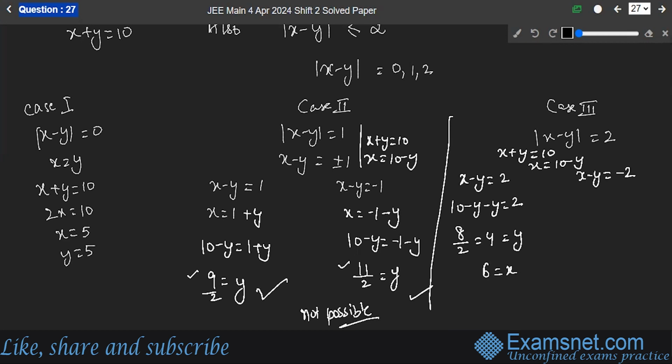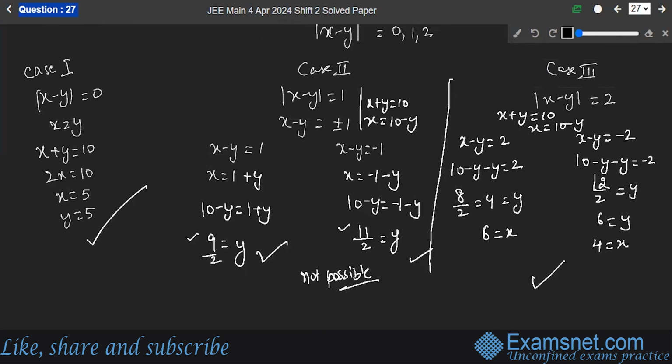And here you have 10 minus Y is equal to minus 2. 12 upon 2 is equal to Y. So Y will be equal to 6. If Y is equal to 6, then you will have X is equal to 4. So these are the two possibilities for the values of X and Y.